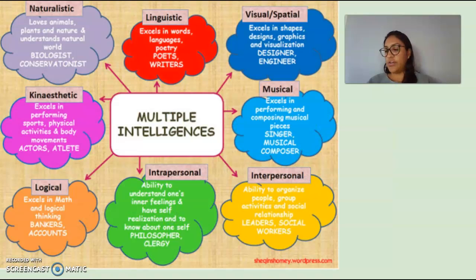So Gardner has 8 types: the naturalistic, linguistic, visual, spatial, kinesthetic, musical, interpersonal, intrapersonal, and logical. So the visual is with spatial. So these students usually excel at shapes, they use pictures, they love observing, they organize information in color coded, they easily visualize information and like to draw and doodle.